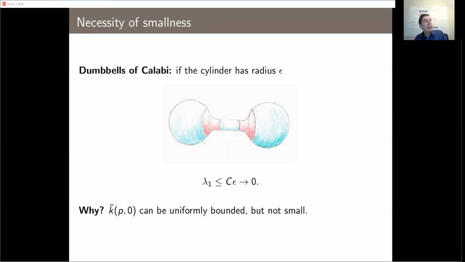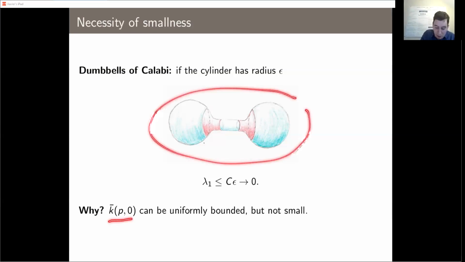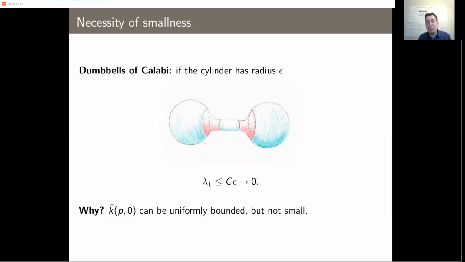And actually, it's not completely obvious that you can construct these dumbbells in such a way that this is uniformly bounded. So I've been working with some undergraduate students doing research on this. I asked them to help me make an explicit construction of these dumbbells, to see that you can do it in such a way that this is uniformly bounded, and yet this gives a counterexample to dropping the smallness assumption.